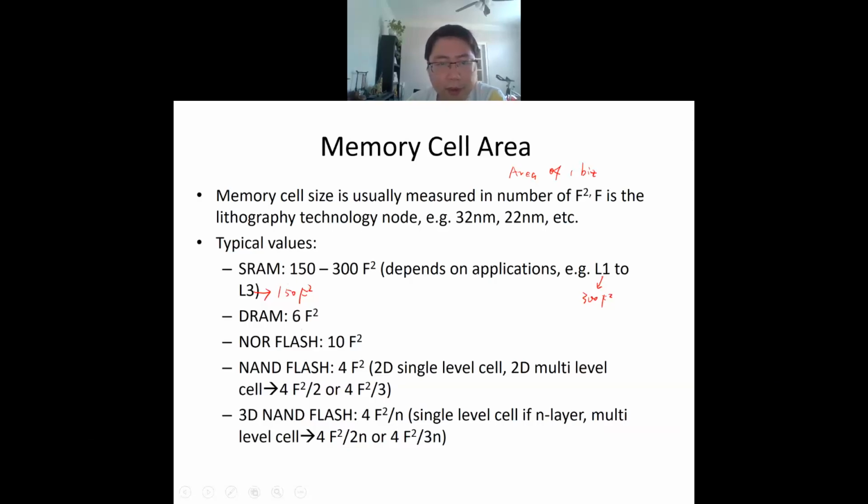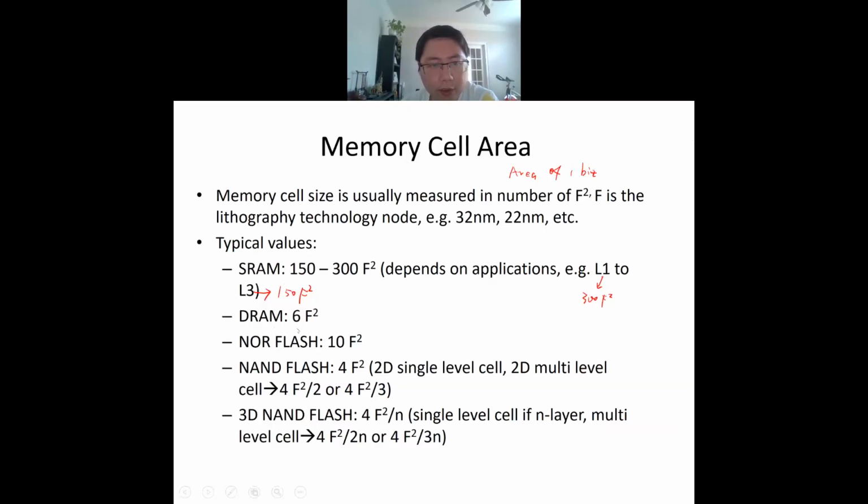So the SRAM is relatively large because we need 6 transistors. And if you lay out the 6 transistors in 2-dimensional space, you will occupy those kind of area. And you can plug in those numbers. If you are at 32 nanometer technology node, you can have 32 nanometer square as f square and then multiply by 150 or 300. You will get the actual area for 1 bit data storage if you use SRAM.